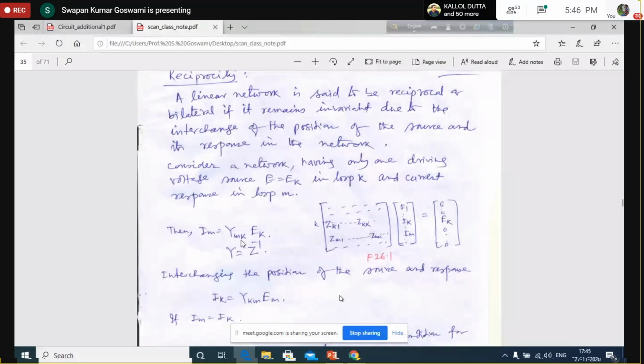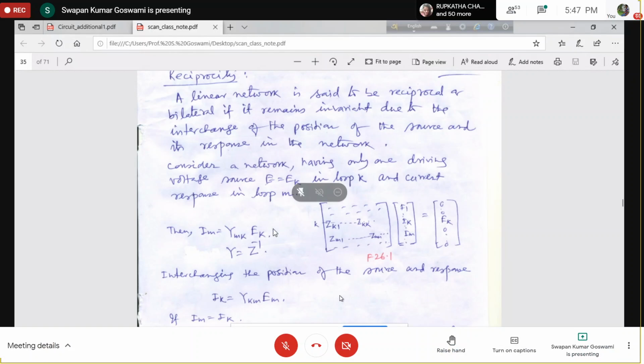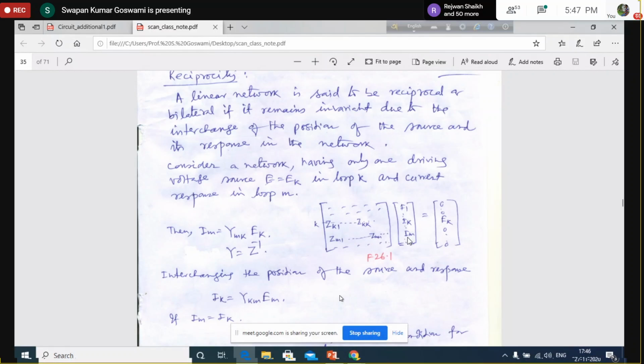Now you can find the expression for Im. Im will be Ymk Ek only, because in the Y matrix, Ym1 E1 will be 0, Ym2 E2 will be 0, Ymk Ek will be non-zero, and Ymn En will also be 0, because only this value remains non-zero. So Ymk Ek produces a non-zero value, and that value is the current Im. So we can write Im is basically Ymk Ek.